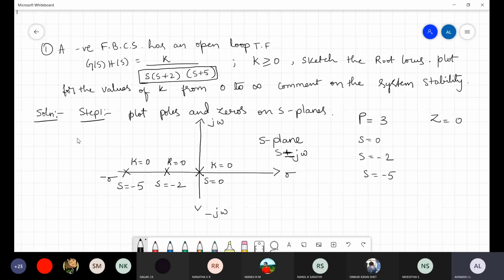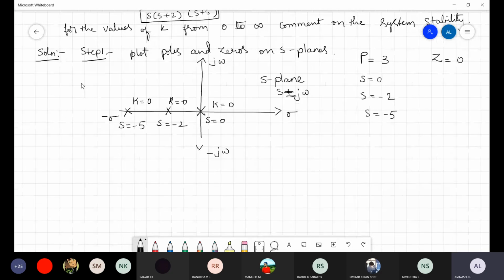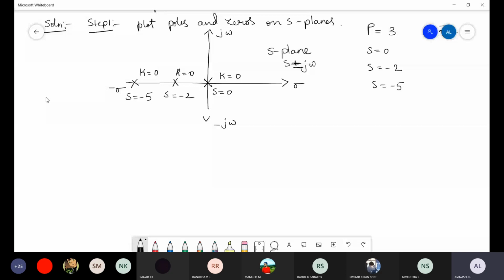Once we are done with step number 1, we can go for step number 2. I can make a note of this. In step number 2, we know that when k equal to 0, points are on poles. They are S equal to 0, -2, -5.